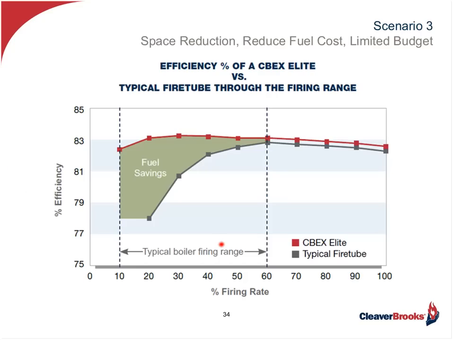Just to show you what that means, here is a curve up on top where we have a burner which is holding close to that 3% O2 range. Here we have one that isn't. And you can see that as the firing rate goes from 60% all the way back to 10, the excess air increases in these lower ranges.